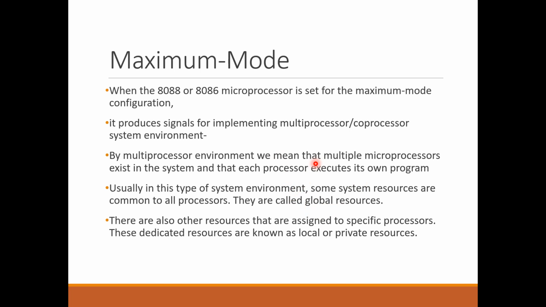Each of them is assigned to execute a program, and there are some resources inside this multiprocessing environment. Some of them are called global resources and some of them are called local resources. The global resources are those resources which can be used by all the microprocessors, and they are common to all the microprocessors. They are available to every single microprocessor inside that computing system. But a resource that is called local or private means it is assigned to a specific microprocessor, and it can't be used by the other microprocessors.